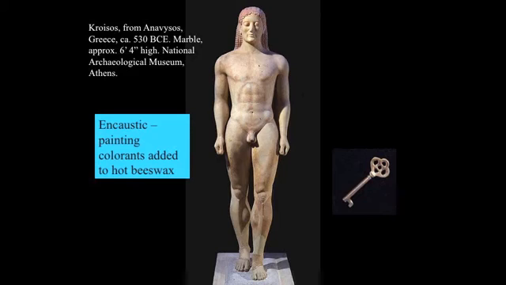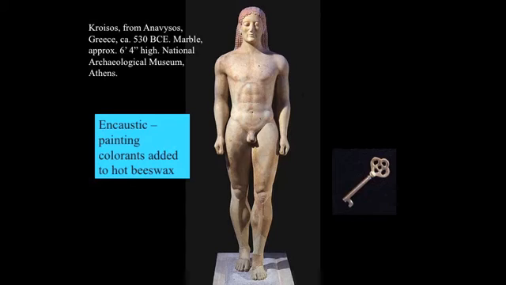But first, let's just talk a little bit about this particular example, about its context, and a little bit more about it in general. So the example that we're looking at here, we actually know a little bit more about this one. So we know the name of the figure that it represents. His name was Kroisos, and it's from Anavisos in Greece. And it's sometimes referred to as the Anavisos Koros as a result. It's quite large, actually, as well. He's 6 foot 4 inches in height, which is, of course, well above life size, more than likely.